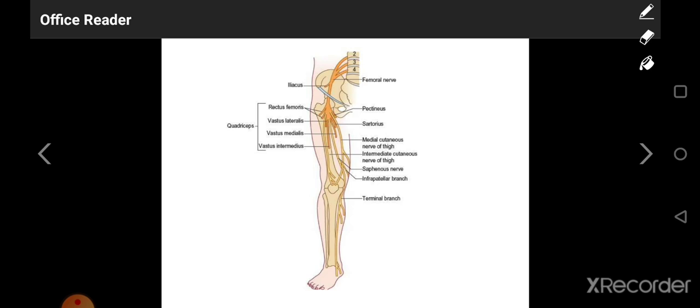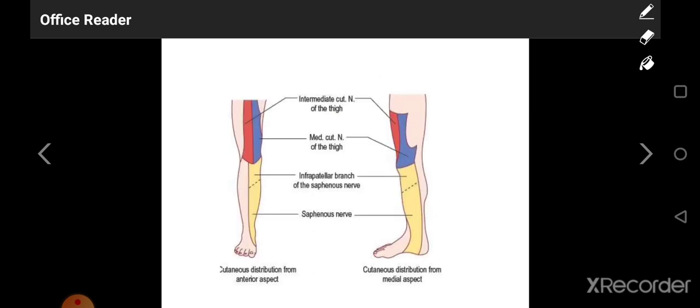Then it enters the pelvic cavity and passes beneath the inguinal ligament at its midpoint, and then enters the anterior compartment of the thigh. This is the cutaneous innervation of the femoral nerve. It provides the intermediate cutaneous nerve of the thigh, medial cutaneous nerve of the thigh, infrapatellar branch, and the saphenous nerve.